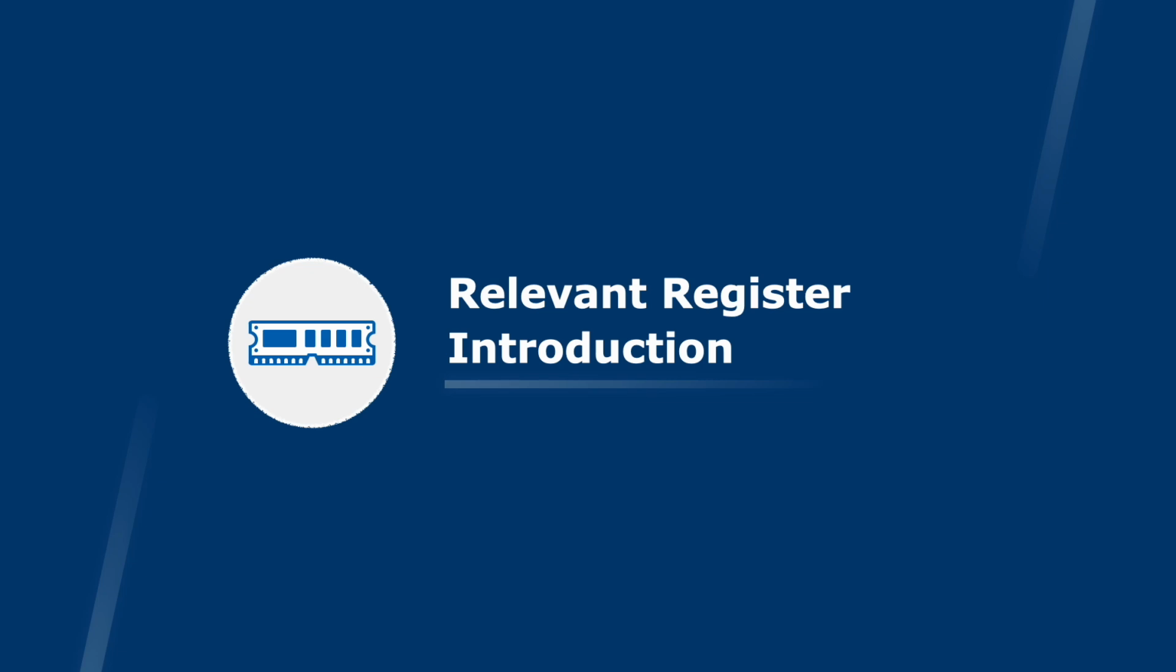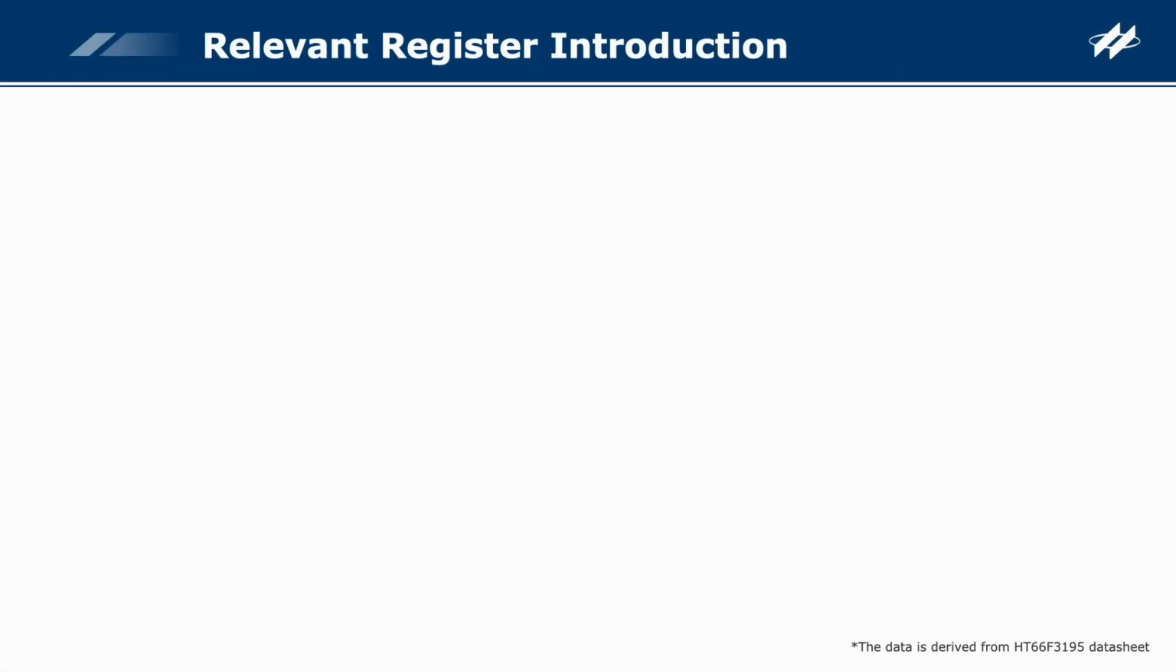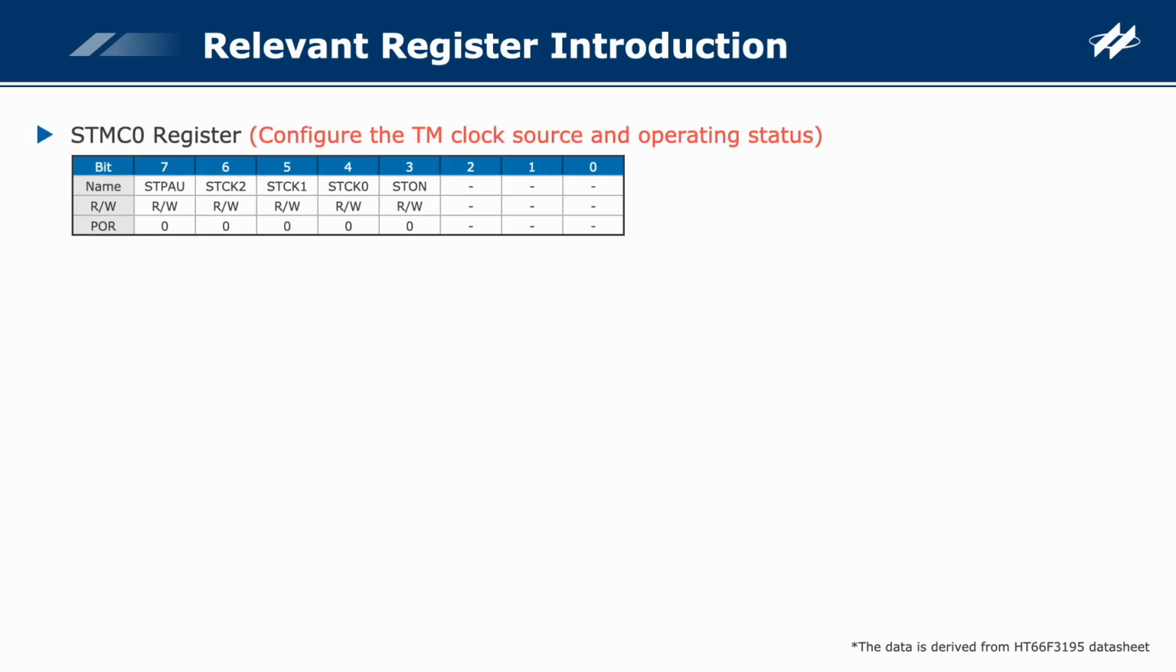Relevant register introduction. First, let's take a look at the STMC0 register, which is used to configure the clock source and operating status of the timer module. The STPAU bit is used to control the counter run and pause operations. When this bit changes from 0 to 1, the counter will pause counting and retain its residual value. When this bit changes from 1 to 0, the counter will resume counting from this value.